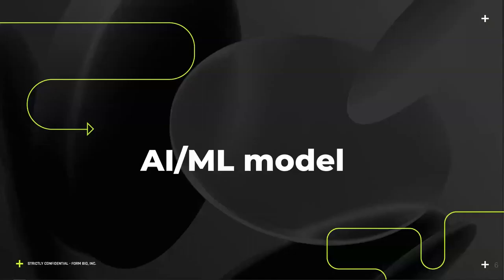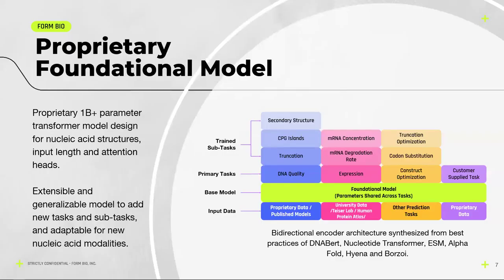And so with that, I want to spend some time talking about the AI/ML model that we've developed in order for us to generate vector designs that have a lower truncation risk, thereby leading to more efficient packaging and more efficient manufacturability.